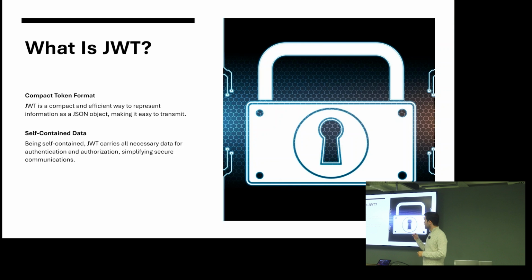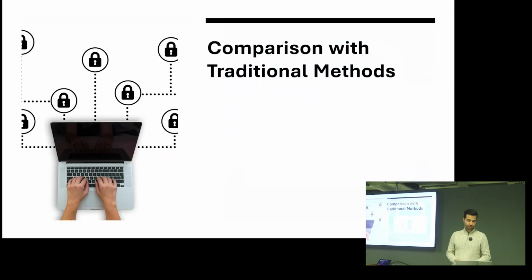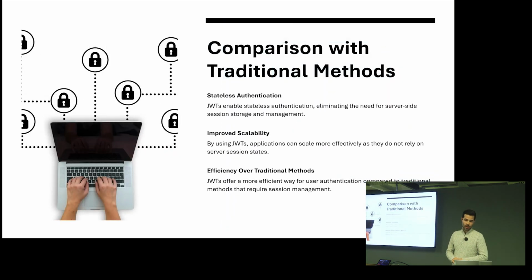So this token actually simplifies secure communication between our microservices or API calls. And compared to traditional methods, the advantage of JWT is its stateless authentication. As I said, this token is self-contained data. So it has all the information we need for authentication and authorization.